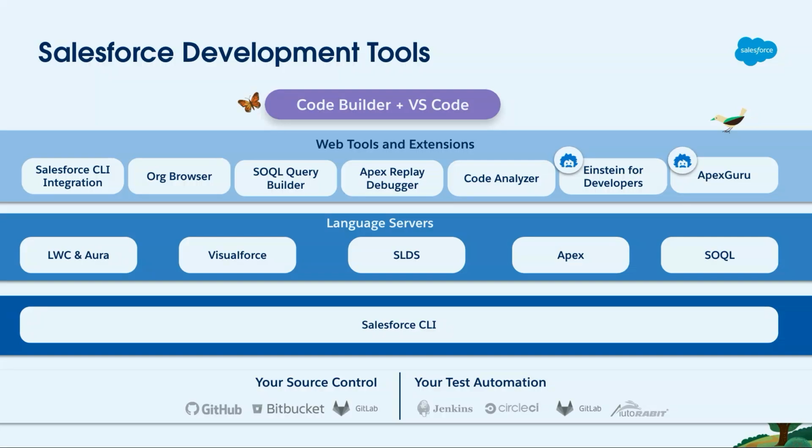Then you can have different web tools and browser extensions which will help you to operate with your org. They might help you debug the code, help you build queries, help with integration for CLI, and many, many more things. Another layer is the languages, which we were discussing previously. Those are frameworks like Aura, LWC, Apex, the SOQL query language, and SLDS. Those are applicable for styles which Salesforce is utilizing.